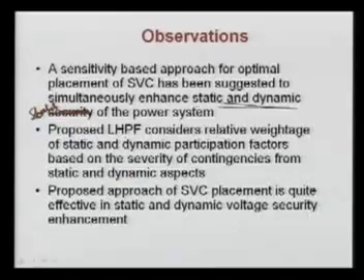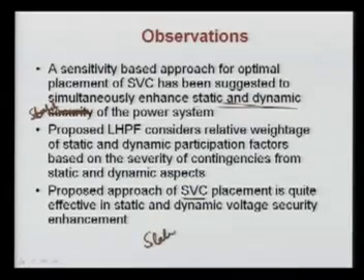So the proposed approach for static VAR compensator placement is quite effective in static and dynamic voltage security enhancement. Thus we saw that the FACTS controller here, it is not series, it is a shunt, that is the SVC, the static VAR compensator. So this SVC is called the static VAR compensator.